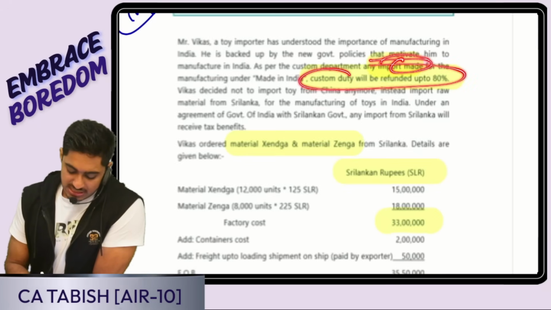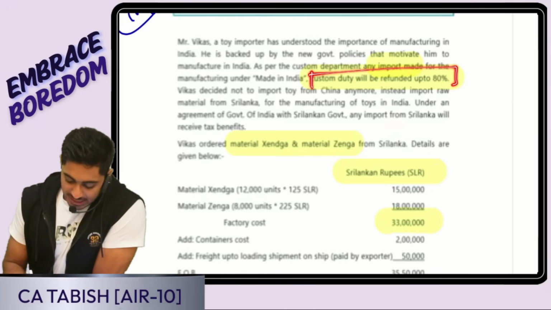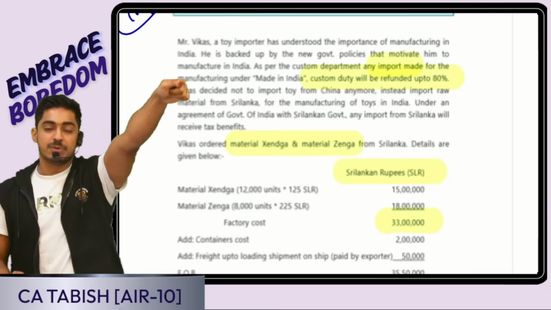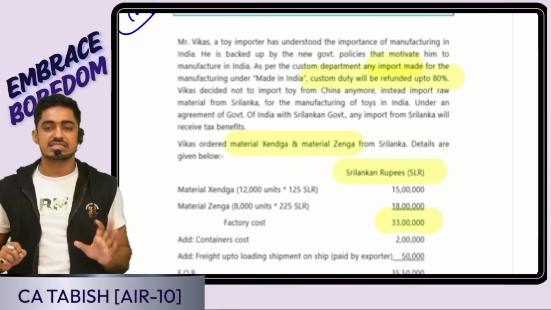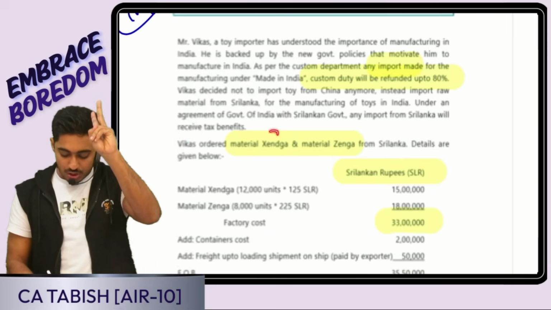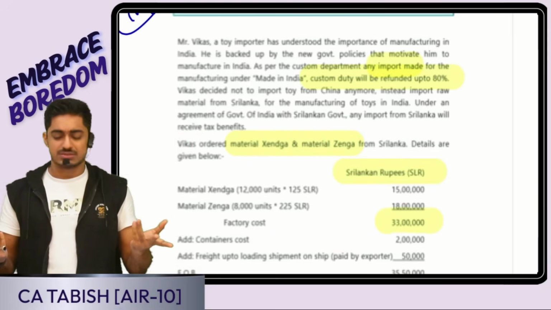Whenever he is making an import, he will be getting a refund of customs duty to the extent of 80%. That is, say for example, 100 rupees customs duty he paid. First he will pay, but of that, 80 rupees subsequently he'll get as a refund. Okay, fine. So in order to produce the finished goods, he requires 2 raw materials, Zendga and Zenga, some random names.